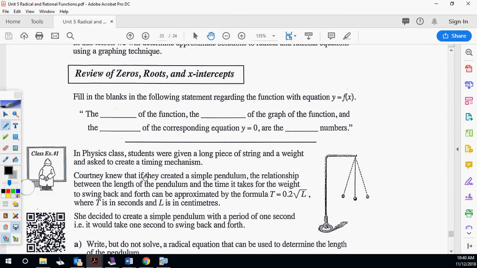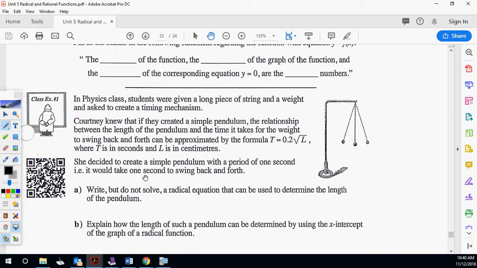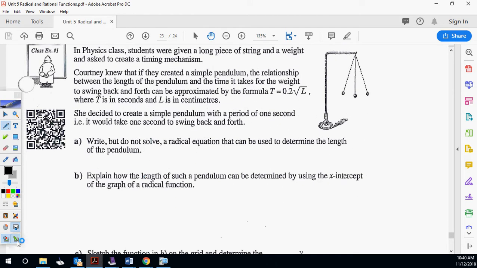So a little bit of an application question here. We have a physics one, it looks like. All right, so let's see what this was talking about.